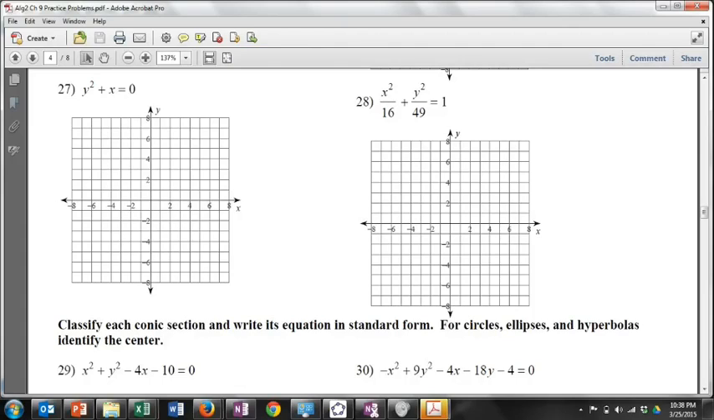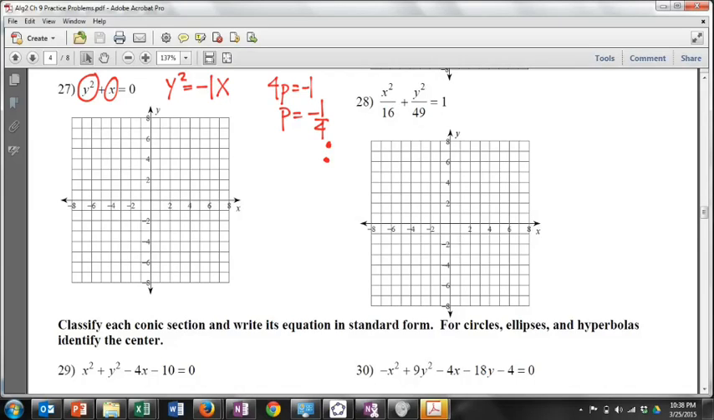27. Another parabola. How can I tell? I have one squared term and then a term without that. So I get y squared is equal to negative x when I put it into factor form. In this case, actually, I may think of it as negative 1x. So 4p is equal to negative 1. Solving for p, I get negative 1/4. That's the distance from vertex to focus.